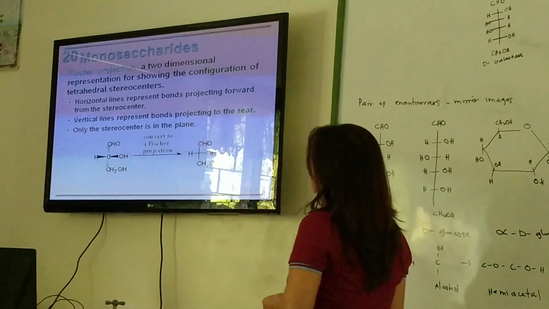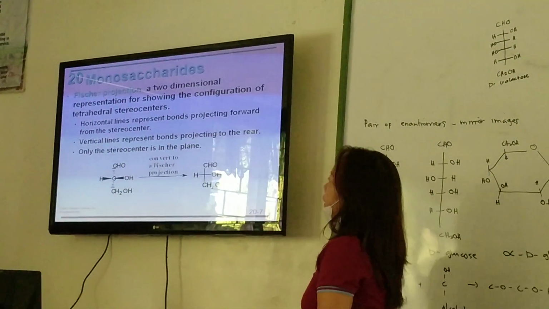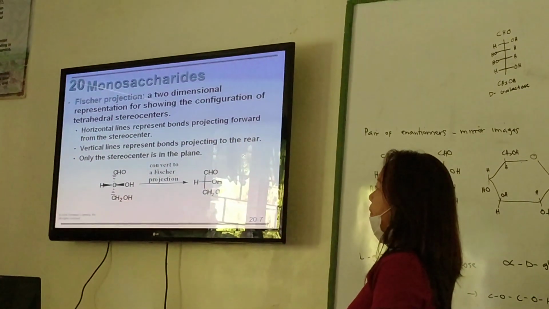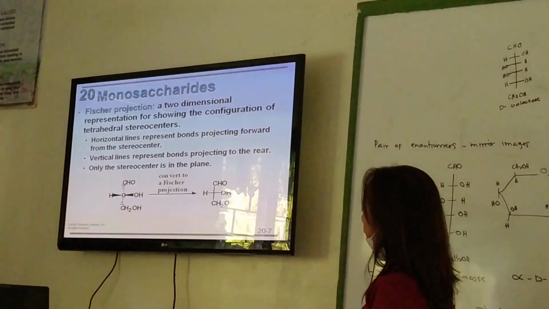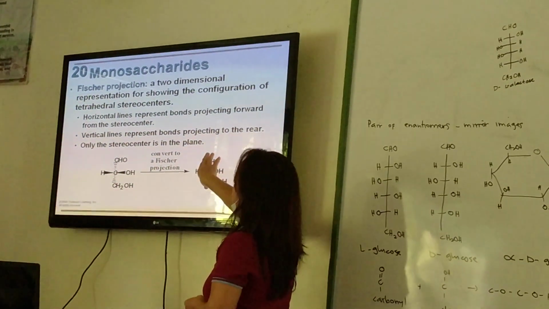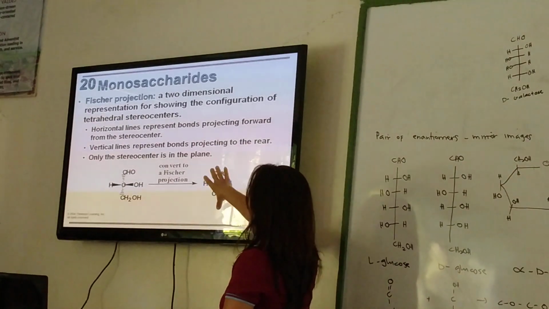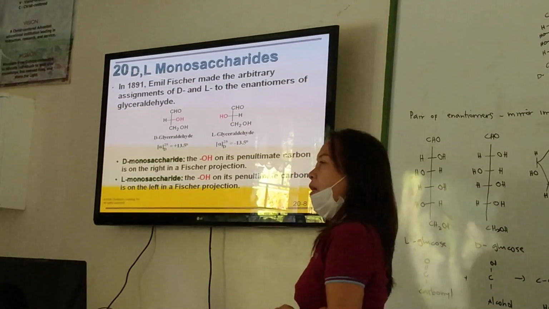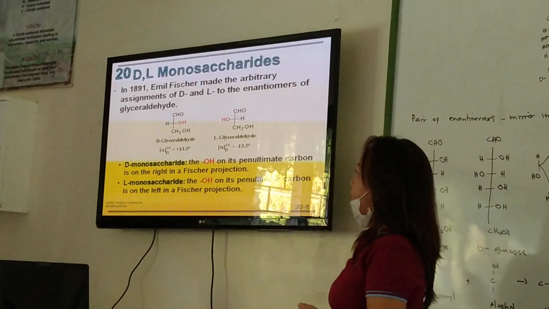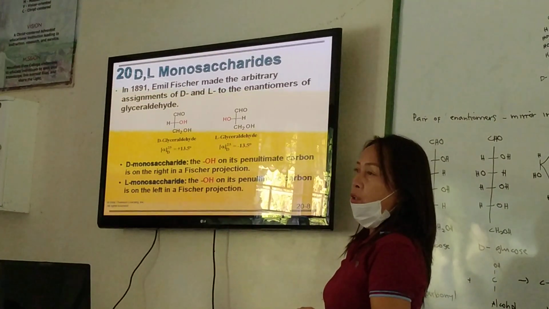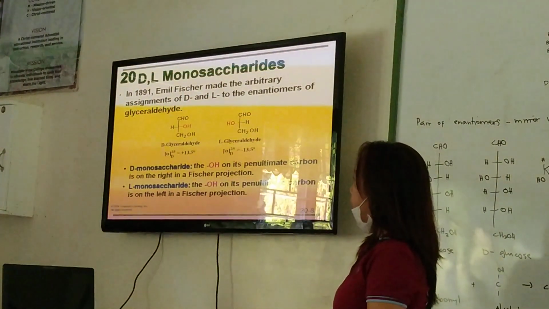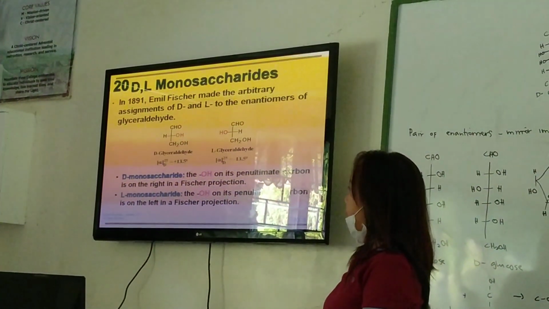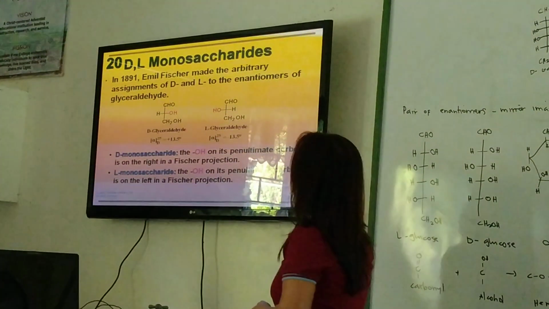We say a Fischer projection is a two-dimensional representation for showing the configuration of tetrahedral stereocenters. This is an example of a Fischer projection. It is in honor of Emil Fischer, and it was discovered in 1891 that the structures of carbohydrates can be written in this manner.